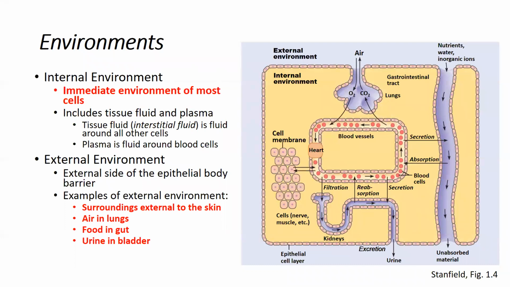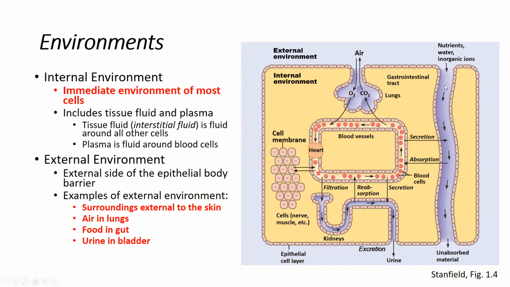That can be contrasted with your external environment. This is what's going on outside, right? This is outside of the epithelial layers of the human body. Now, when I say epithelial, and we'll talk more about this when we get to the integumentary system, this is that layer of cells that sits between the external environment and the internal environment. In this image, we can see the nutrients, water, and waste, right? They're going to be moving through the gastrointestinal system.